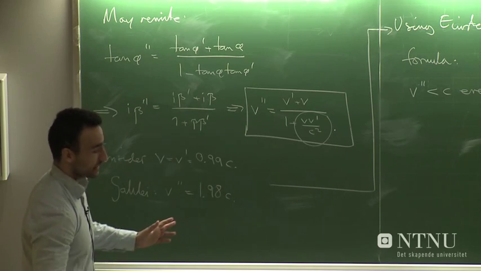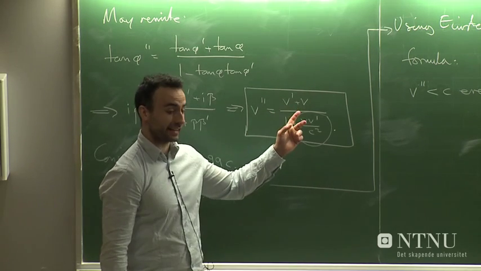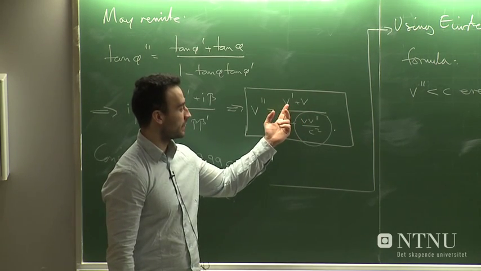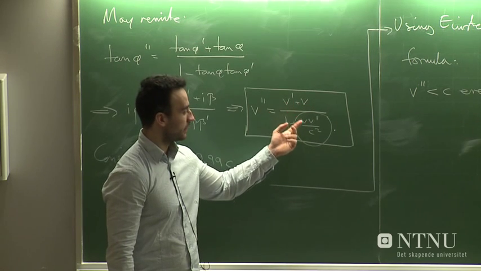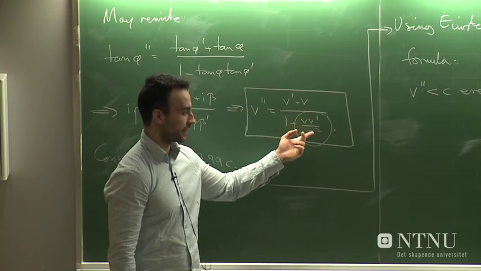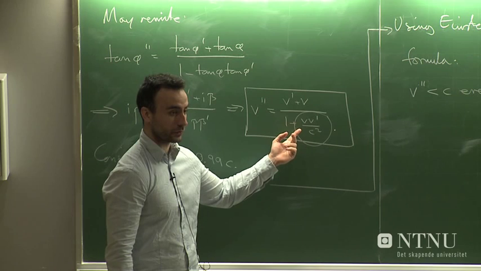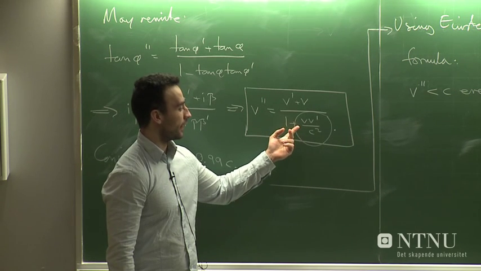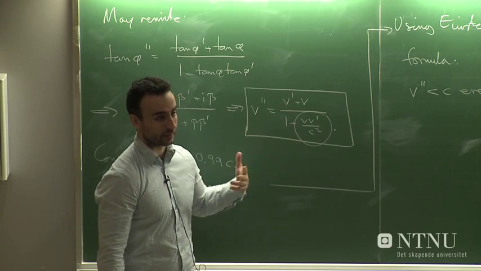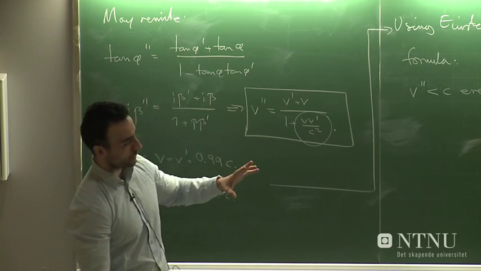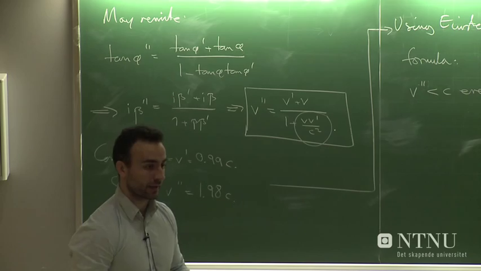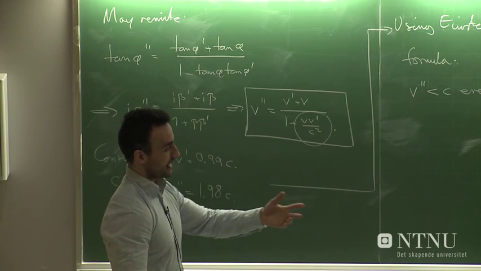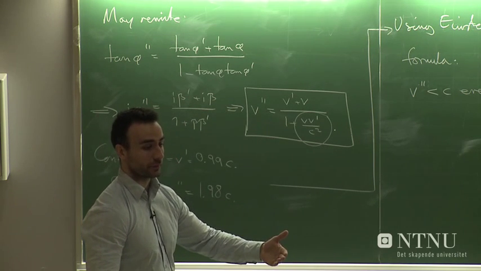And in fact, in the limiting case, if both of these are exactly equal to c, then we get 2c here. We get c squared over c squared, which is 1. So we get 2c divided by 2, which is equal to c. So in the special case where these two velocities are equal to the speed of light, we find that the result is still only equal to the speed of light.